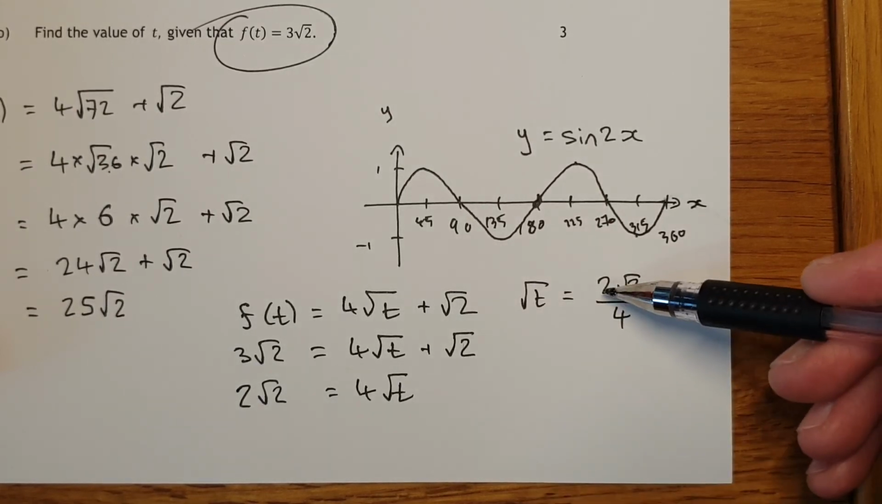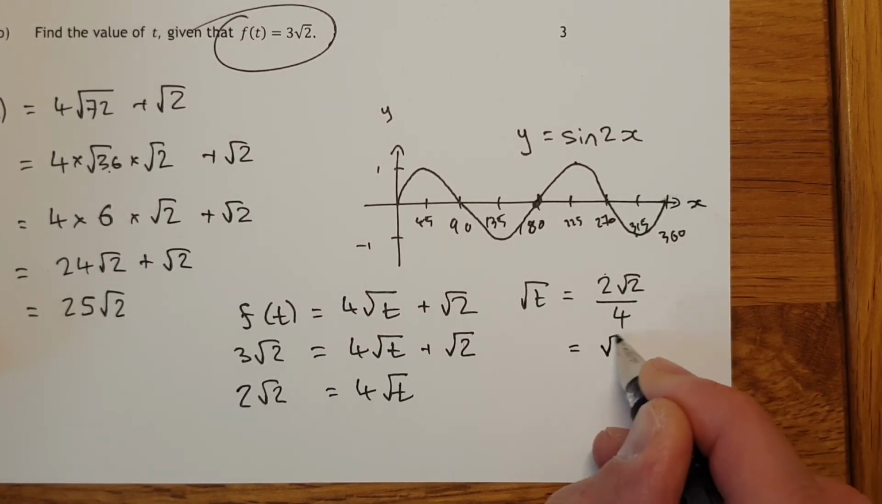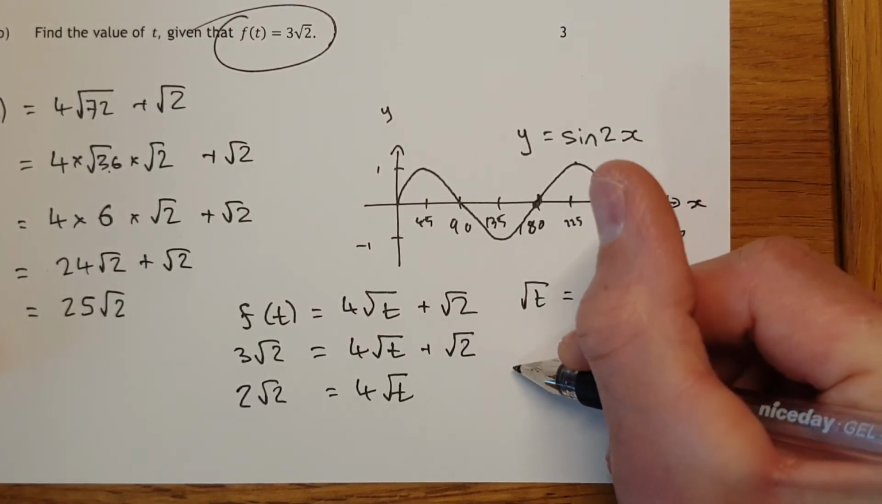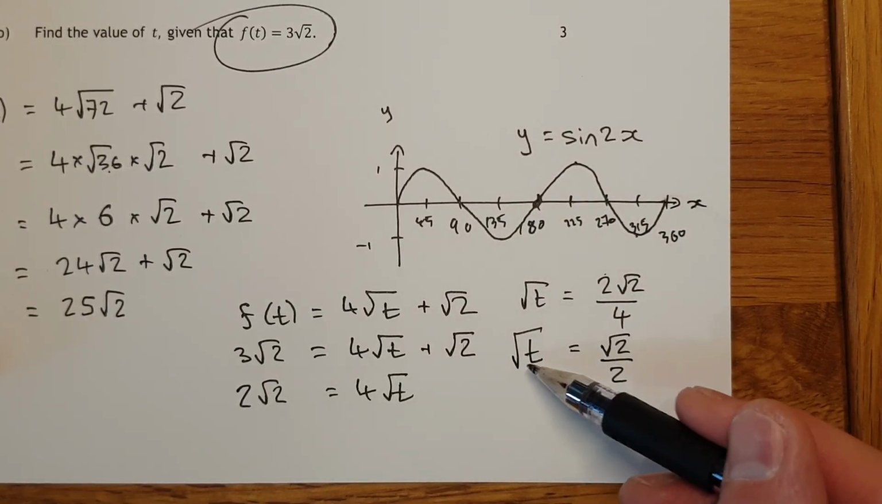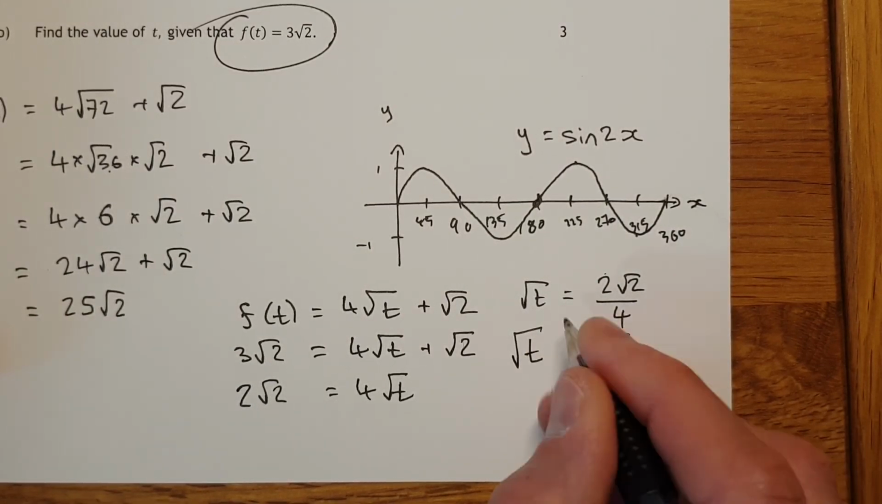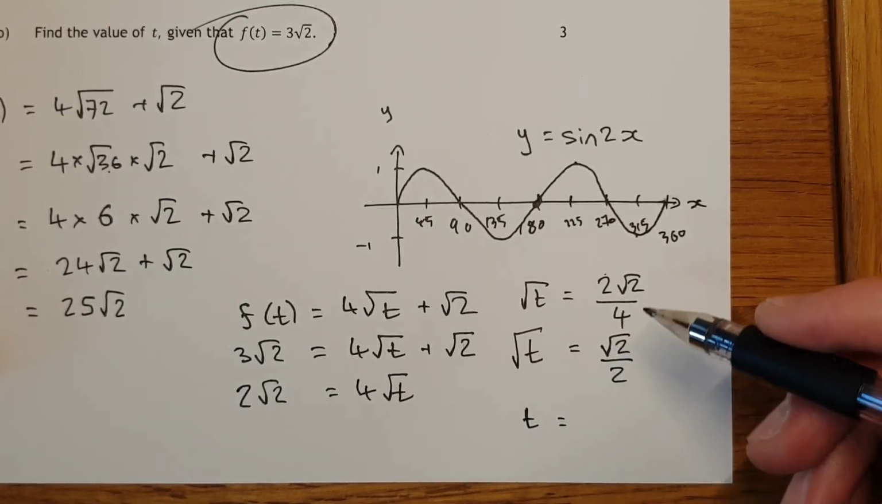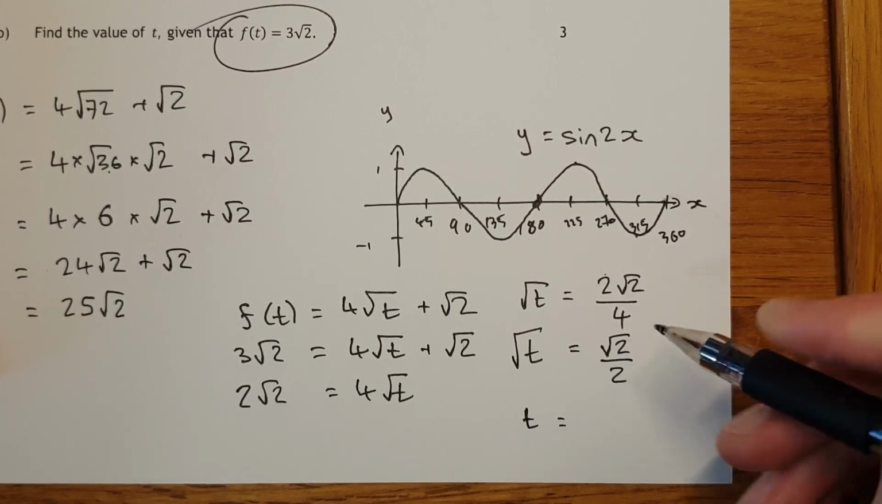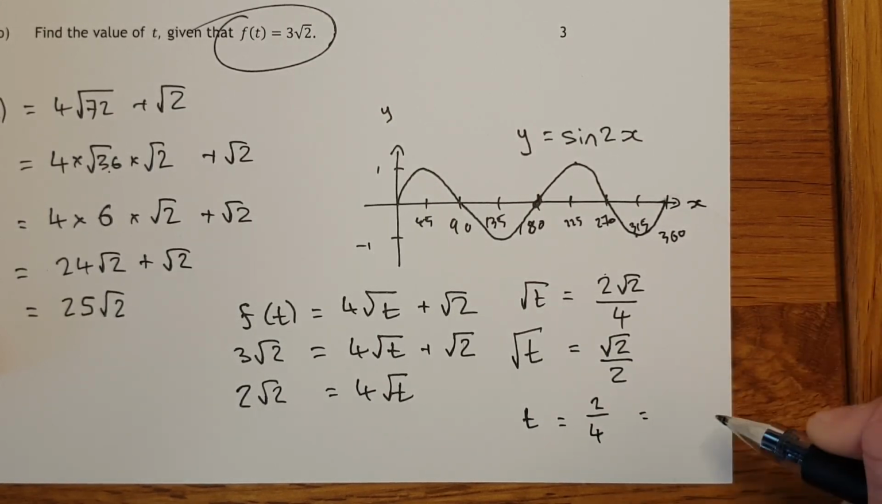Now we can simplify this. 2 and 4 are in the 2 times table. So it's just root 2 over 2. Now that's what the square root of t is. We just want t, not the square root of t. So if we square both sides, square root of t all squared gives us t. Now if you square this side, root 2 squared is just 2. 2 squared is 4, and 2 over 4 is equal to 1/2.